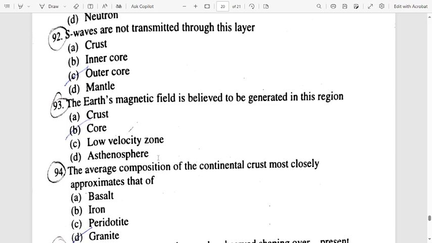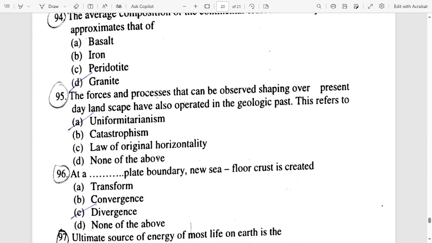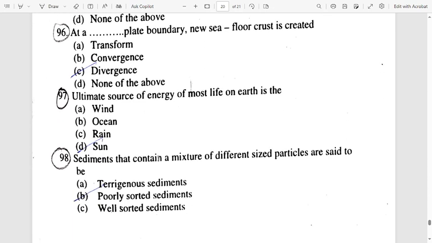Okay, in the core. The average composition of the continental crust most closely approximates that of granite. The forces and processes that can be observed shaping present day landscape have also operated in the geologic past. This refers to uniformitarianism. At a divergent plate boundary, new seafloor crust is created. The ultimate source of energy of most life on the Earth is the sun.